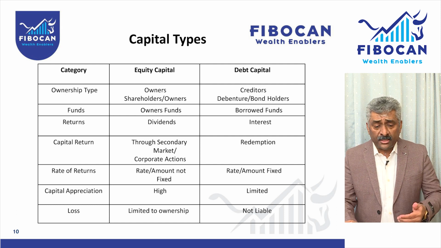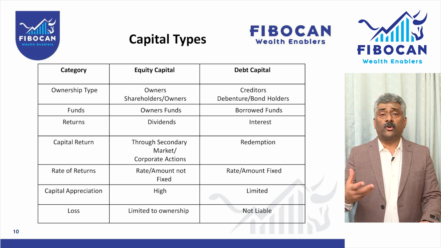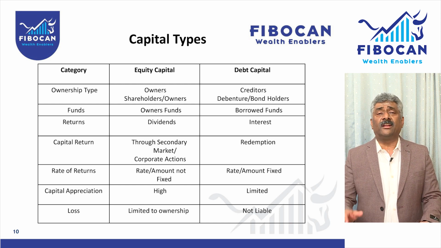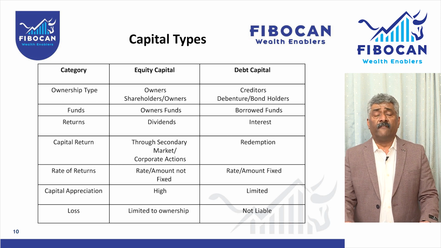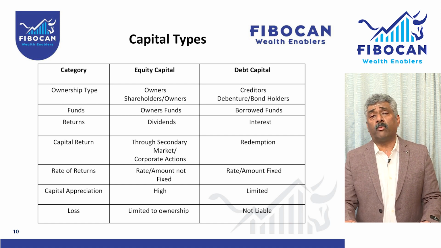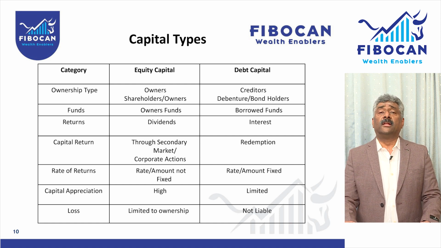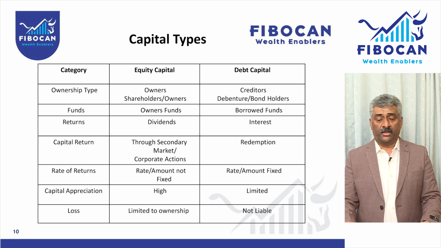So, shareholder ownership is owner's capital, hence they are called owners. Whereas a debenture holder is a creditor; they have given a loan to the company, hence they are debenture or bond holders. Equity is called owner's funds, whereas debt capital is borrowed funds. Returns: the company gives dividends to shareholders, whereas it gives interest to the bond holders.